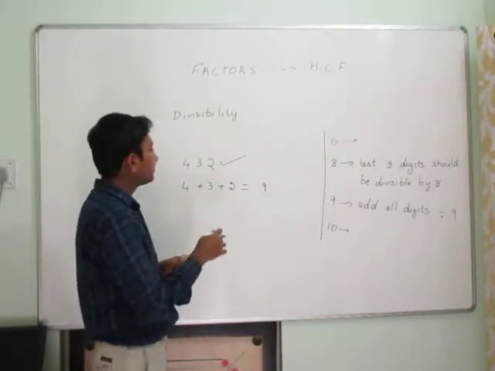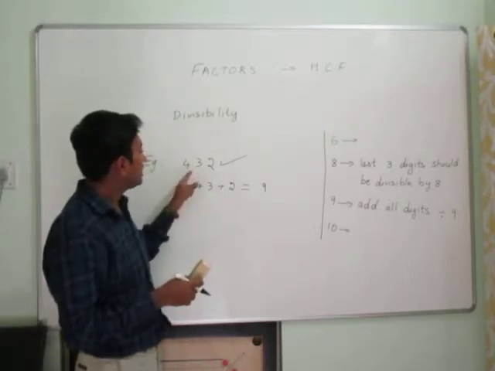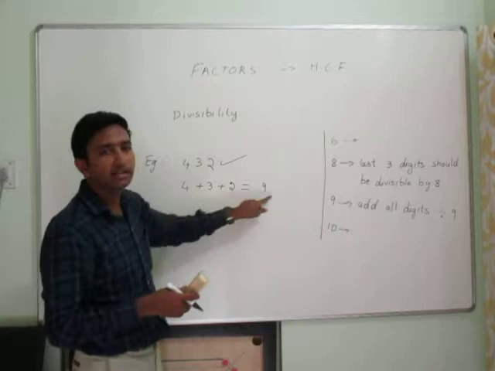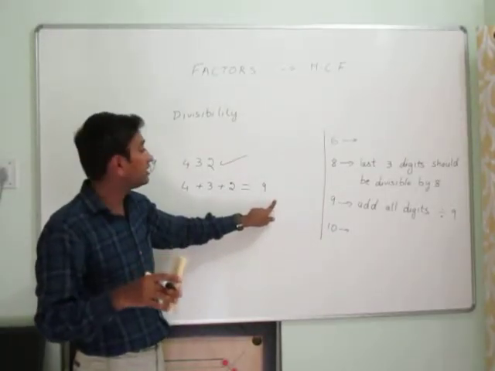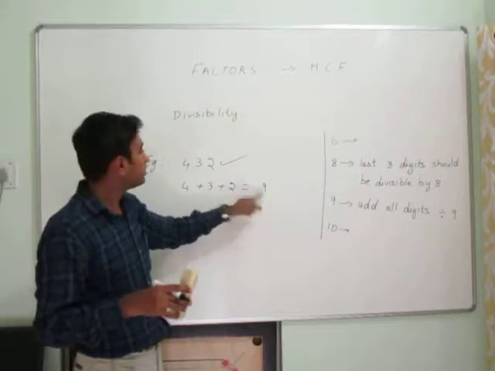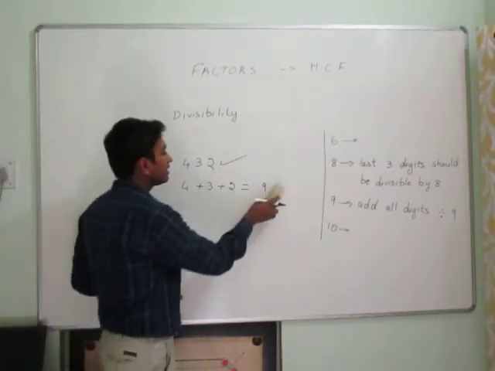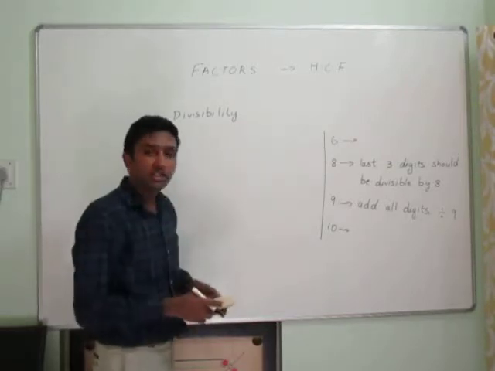Okay. So you have to add all the digits, similar to what you did for 3. If it was 3, is this number divisible by 3? Add all the digits. 4 plus 3 plus 2. The answer is 9. Check if 9 is divisible by 3. 3 2s are 6, 3 3s are 9. 9 is divisible by 3. So this number is divisible by 3 also. So this is the divisibility test for 9. Then 10.